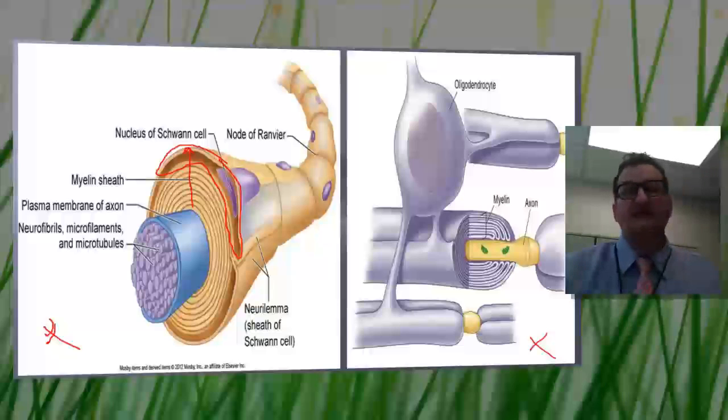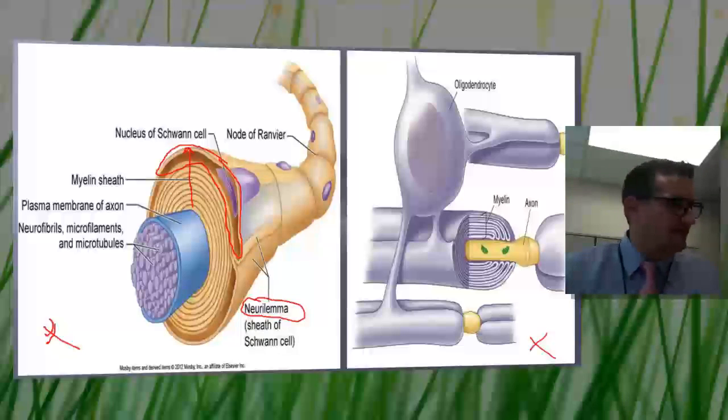This outer layer that I just spoke of is called the neurolemma, and it is essential for injured nerves to regenerate themselves, this neurolemma. If it's missing, that cannot happen.